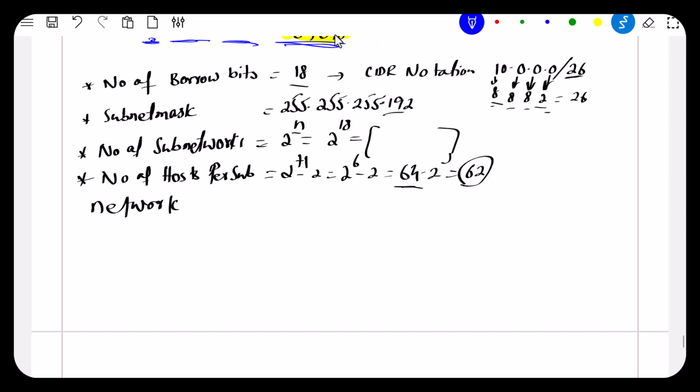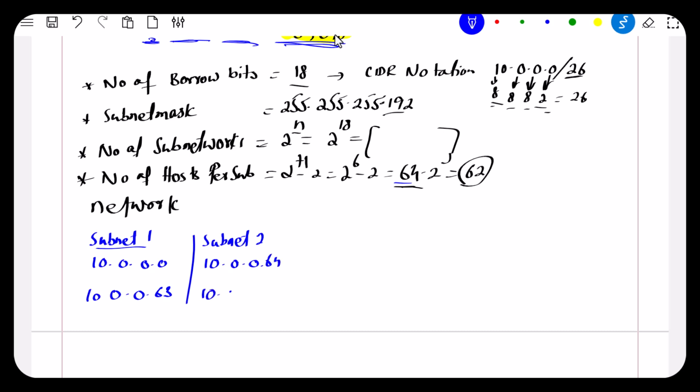Let me try. For example, subnet 1: 10.0.0.0 to 10.0.0.63. First subnetwork. Subnet 2: 10.0.0.64 to 10.0.0.127.